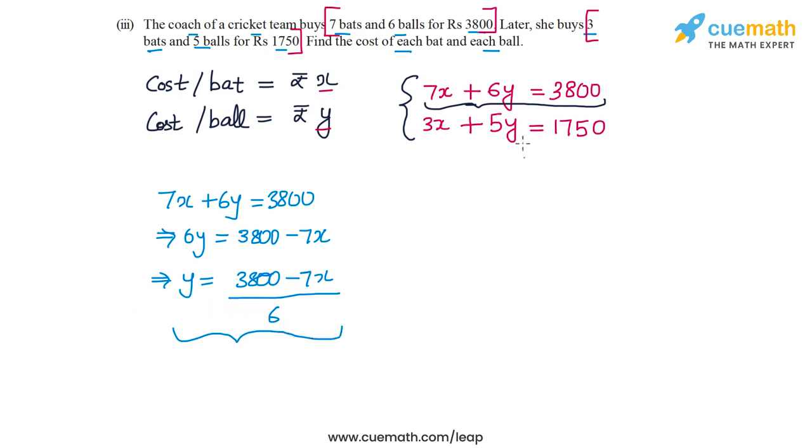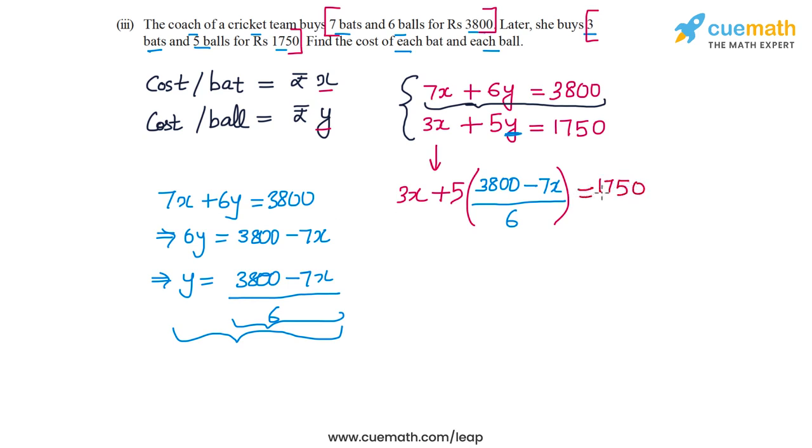And now in the second equation, instead of y, I will substitute this expression in x. So what we'll get from the second equation is 3x plus 5y, and instead of y, I will write this expression in x, which is (3,800 minus 7x) by 6, and this should be equal to 1,750. Now this equation that we get is an equation in x alone. So let's solve it to find the value of x.